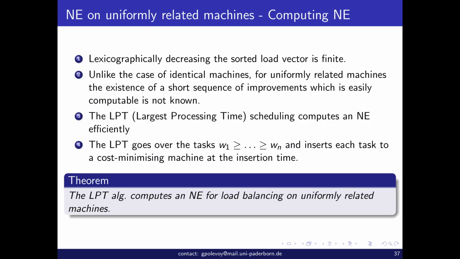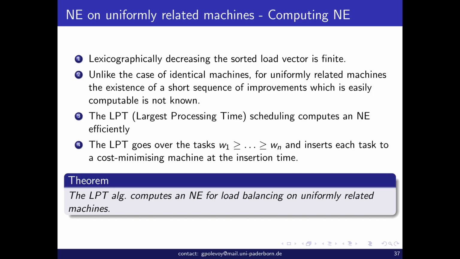Okay, the next topic is, of course, as you can guess, computing Nash equilibrium. As we saw, for any load balancing game, the sorted load vector is lexicographically decreasing. It's a finite process. You keep decreasing the vector, so you cannot get back, and the number of such vectors is finite. So you have to stop at some point, and it means that you'll be at a Nash equilibrium. So it's a finite process, but it's probably too long, or maybe it's not.